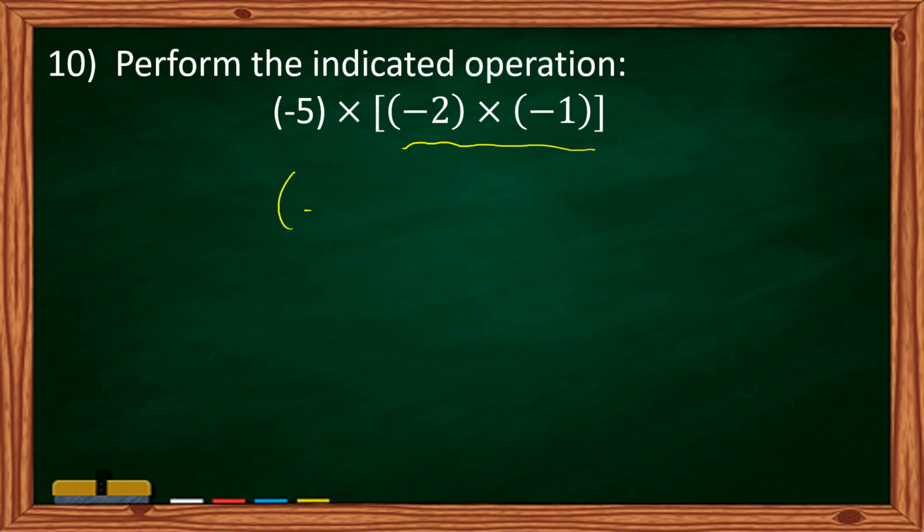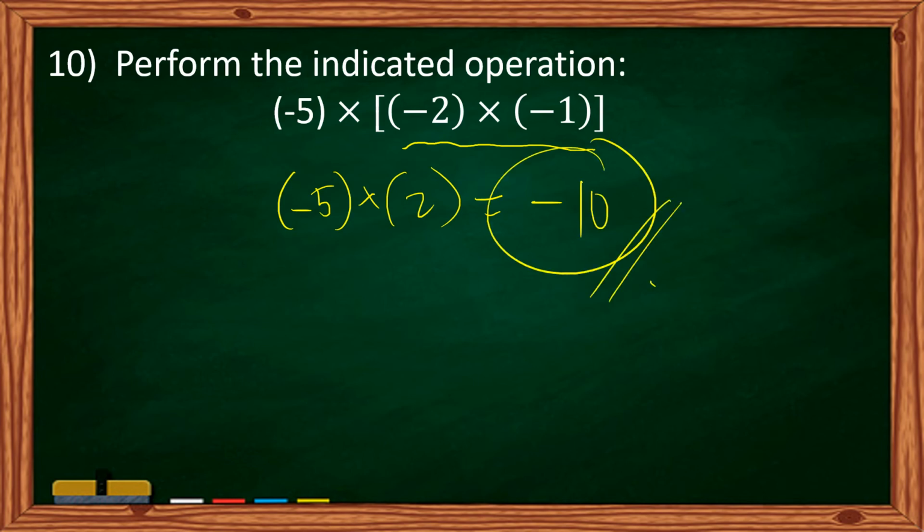Okay, so this is negative 5 multiplied by negative 2 multiplied by negative 1 is positive 2. Okay, because they are both negative, so the resulting product must be positive. Next is to multiply negative 5 by positive 2. So they have different signs now. Therefore, we expect the answer is negative. And then you multiply the numbers. 5 times 2 is 10. So the answer is negative 10.